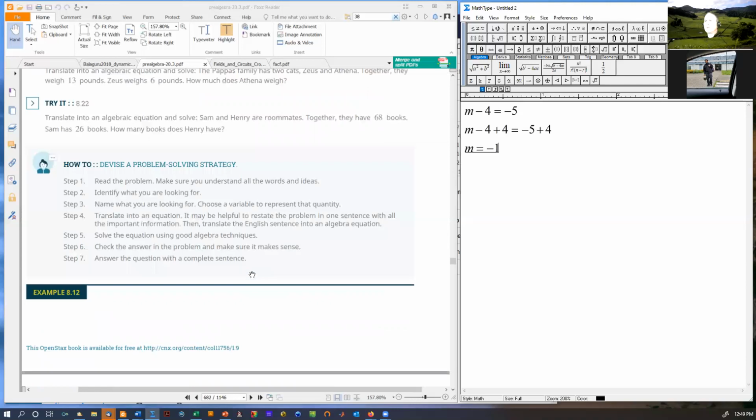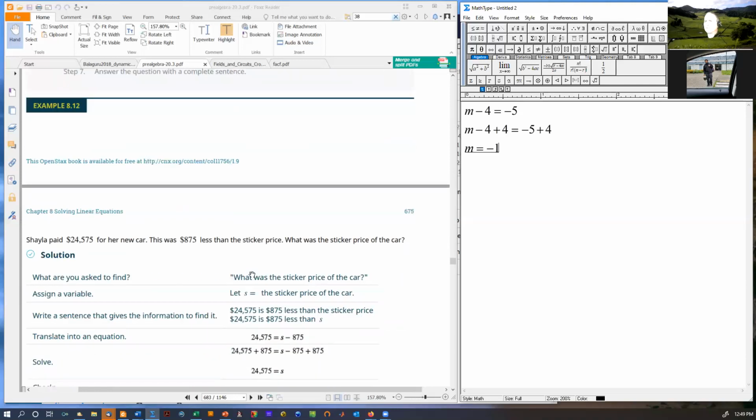Okay, so let's look at a word problem here. This is a relatively simple word problem. Shayla paid $24,575 for her new car. This was $875 less than the sticker price. What was the sticker price of the car? Okay, so we're asked to find the sticker price of the car. So we assign a variable. Let S equal the sticker price of the car.